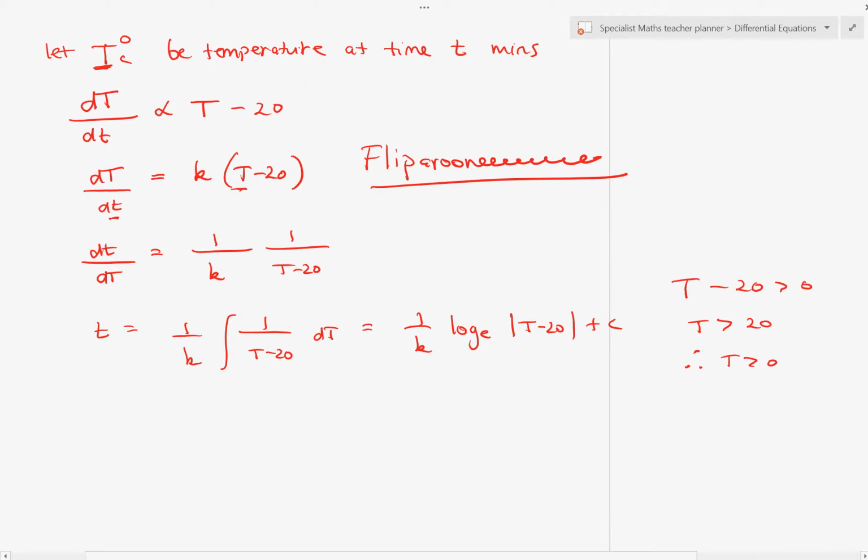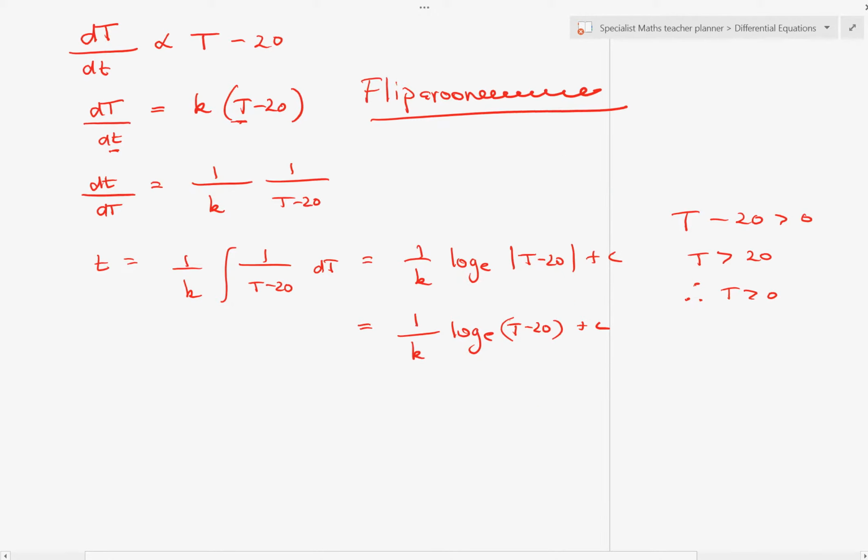So what we've got now is 1 over k log to the base e of (T minus 20) as a bracket, but that's not an absolute value, plus c. Now, what do we do now? We go at t equals 0, much the same as what we've been doing. Big T is equal to 50. And t equals 15, big T was equal to 30, wasn't it?